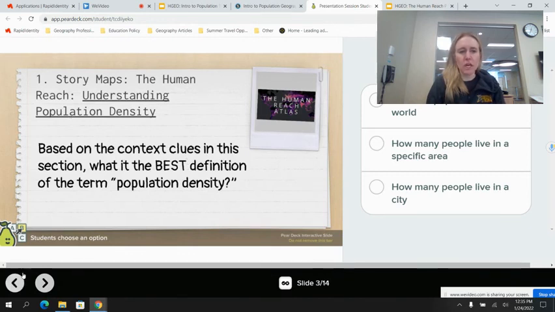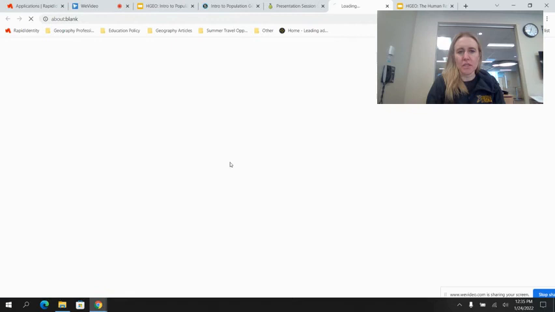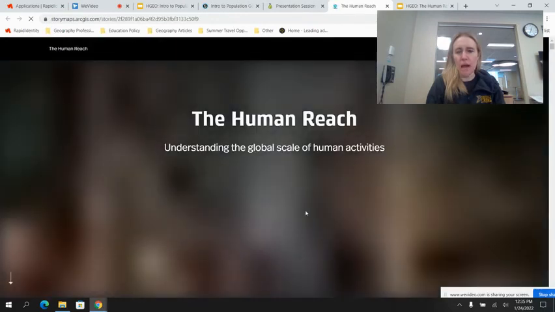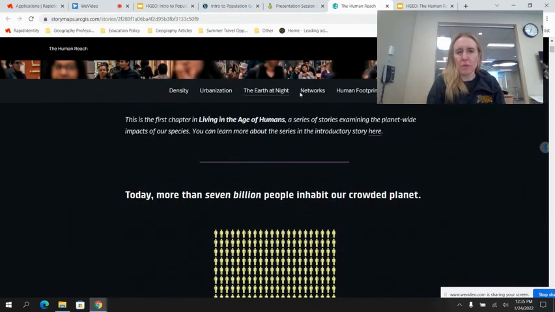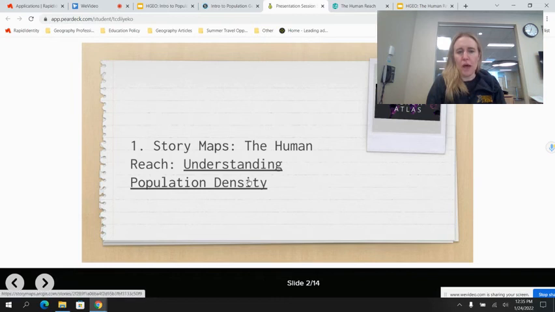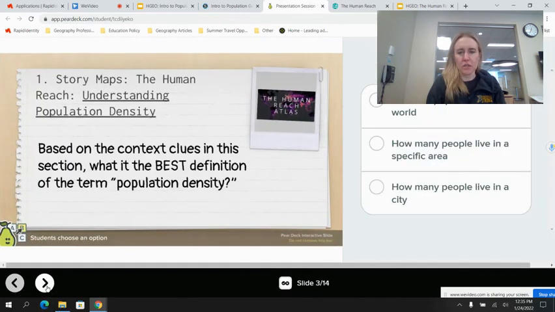So the first thing you're going to need to do is open up this story map. So you're going to open this into a new tab. You're going to be scrolling through. There are chapters up here, so you can see where you need to change chapters. But you're going to scroll through, and you're going to answer the questions as you go.